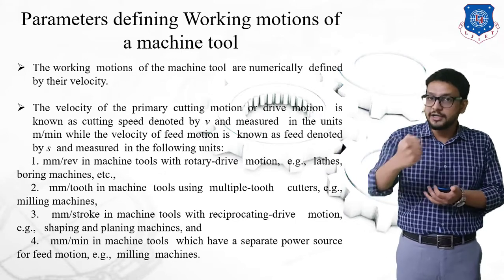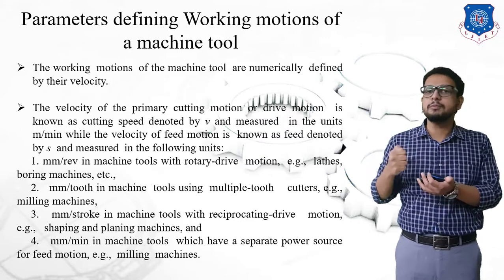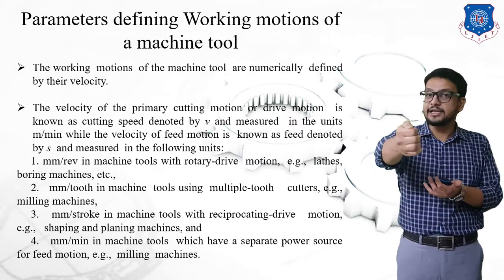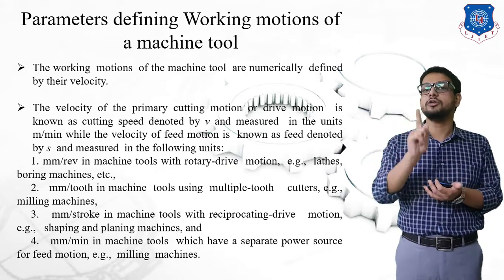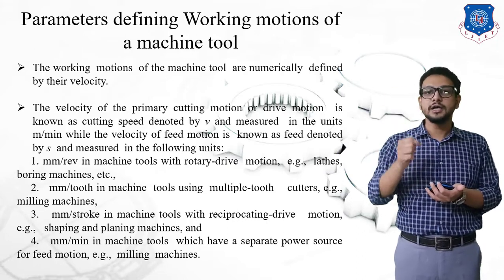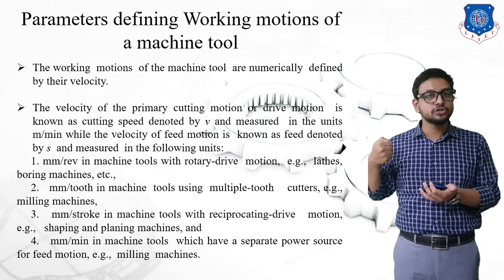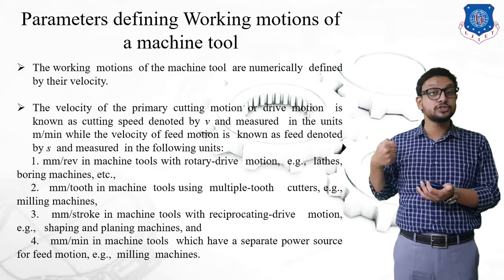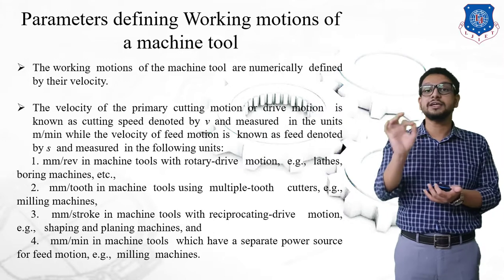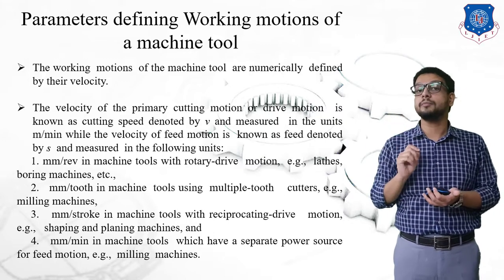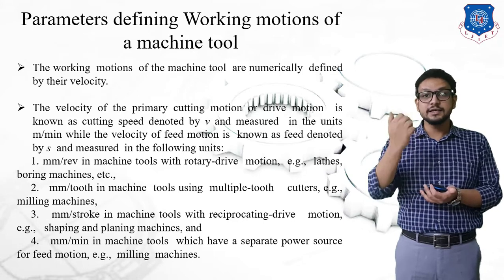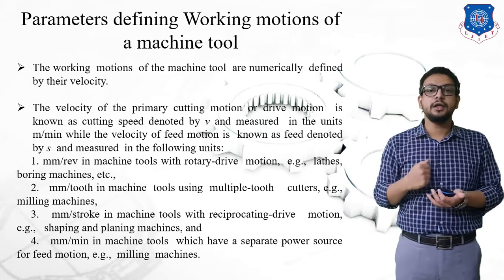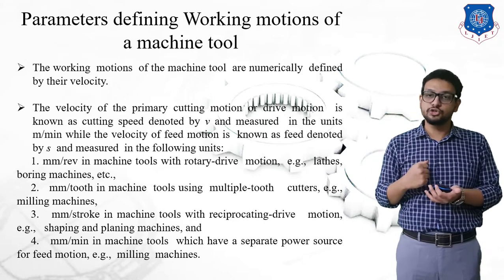The first stroke would be a cutting stroke, in which the cutting tool will be in contact with the workpiece, and the second stroke will be an idle stroke or returning stroke, in which the cutting tool will not be in contact with the workpiece. So the time taken for the returning stroke, or idle stroke, will be much less. Why? Because the cutting tool is not going to come in contact with the workpiece. In this case we can express feed in mm per stroke.